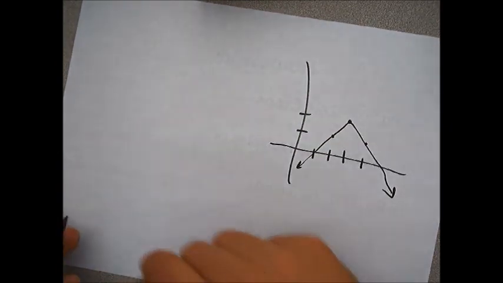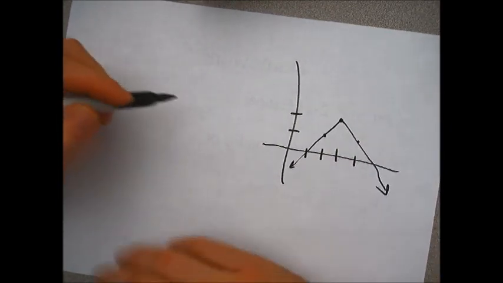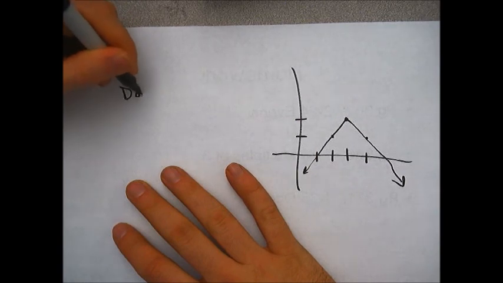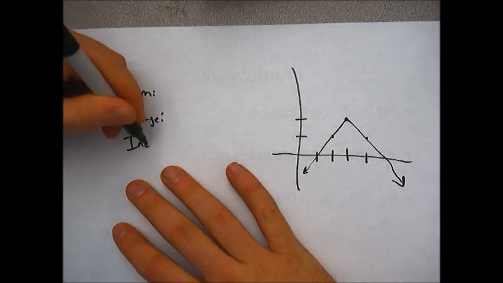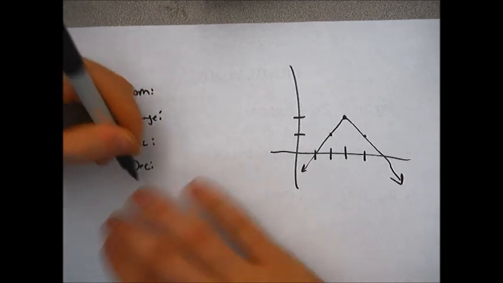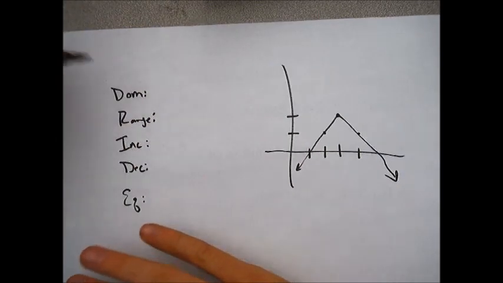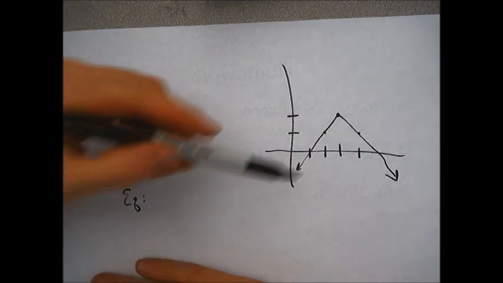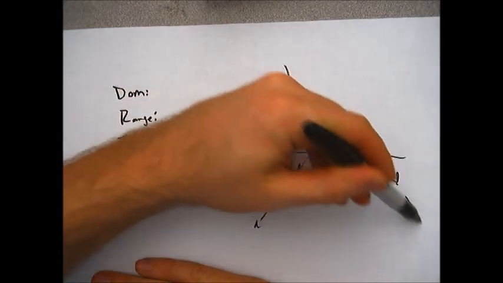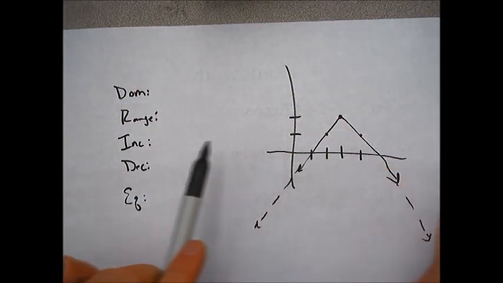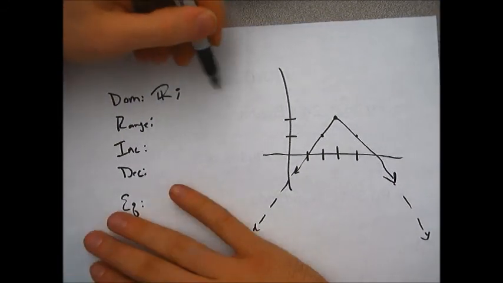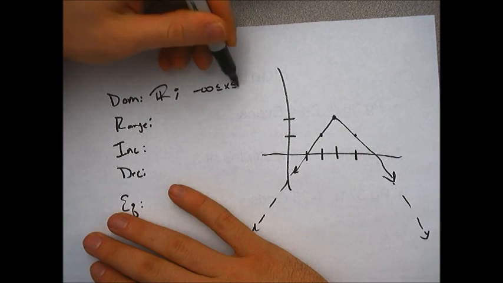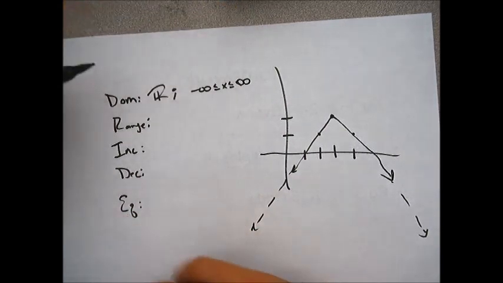And I want to come up with the equation for this graph. I want to do all kinds of things. I want to do the domain, the range, where does this graph increase, where does it decrease, and see if we can come up with the equation for this. So the domain, well, this keeps going and this keeps going. As we go, this just keeps getting wider and wider and wider. So my domain is all real numbers, or negative infinity to x to positive infinity.